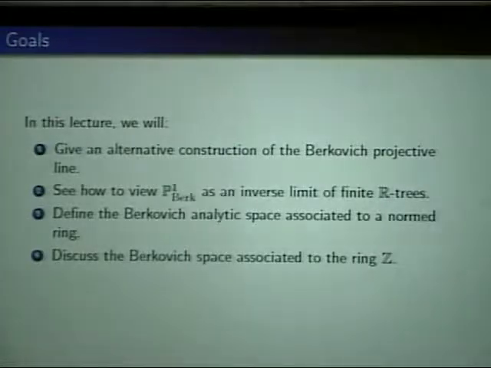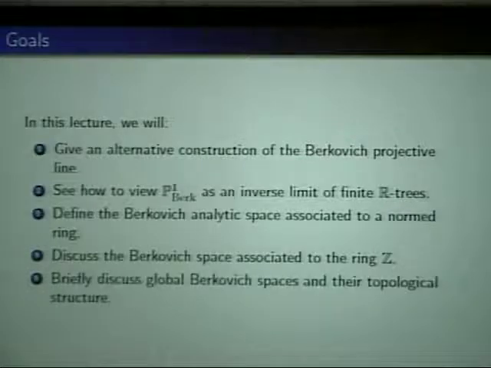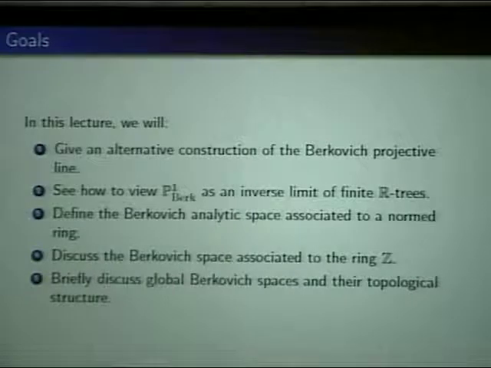And I think it's quite instructive to spend a bit of time exploring the structure of that space, even though perhaps not as useful as the other things I'll be talking about in practice. It's very striking what happens with this space. It's a great example to keep in mind. And then I'll briefly discuss global Berkovich spaces and their topological structure, but I won't get into the issue of how you glue these things together to give global spaces because it's a bit subtle, and I believe Brian will be addressing this. So I will just make some comments, but not give formal definitions.